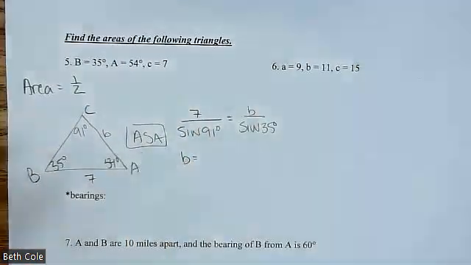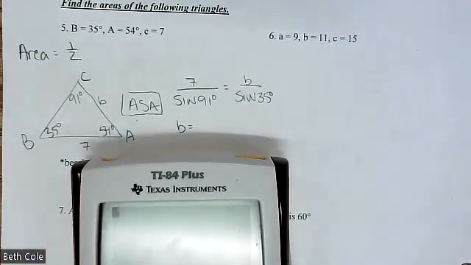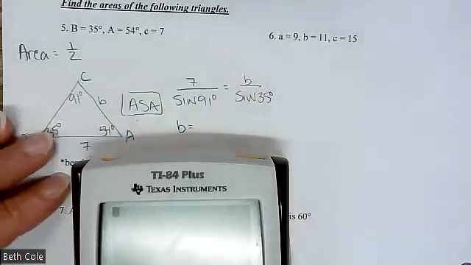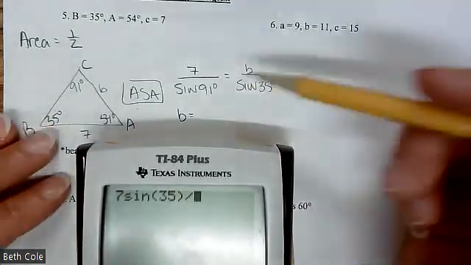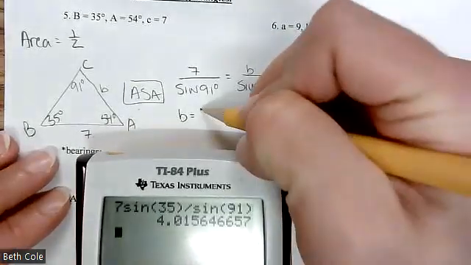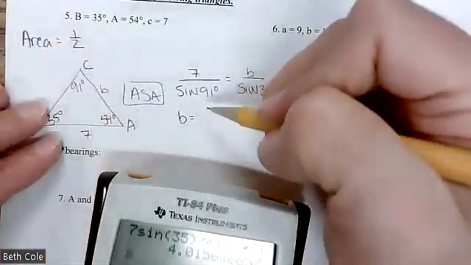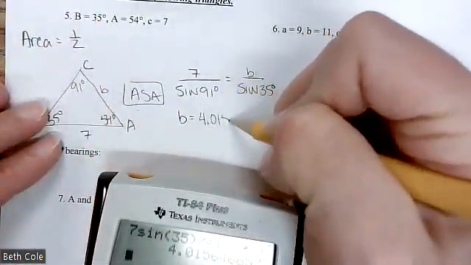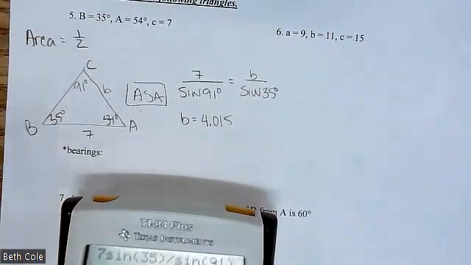So how would you type that to get B? We don't need second because we're not looking for an angle. So you would just do 7 sine 35 divided by sine 91. That gives 4.015. Store that as B. And then now we can go do the formula. Sorry, we were missing a piece of information there.